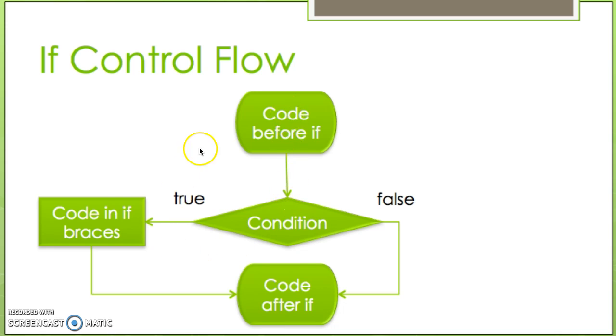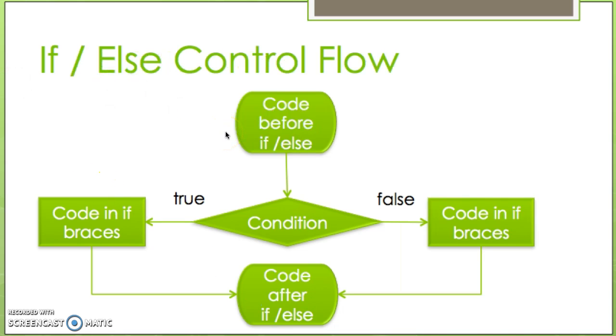Here's the flow control of the logic. We start with the code before it. We evaluate a condition. If it's true, we execute the code that's in the if statement braces. If it's false, we don't execute that and we jump over it and just start executing the code after it immediately.